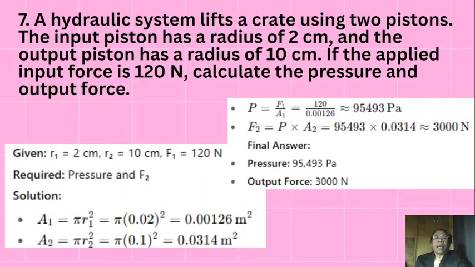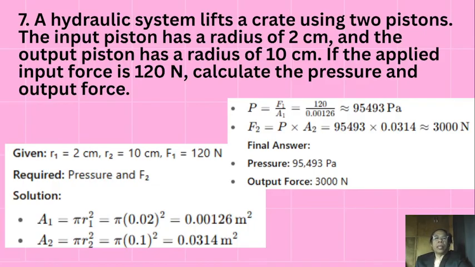Number 7, a hydraulic system lifts a crate using 2 pistons. The input piston has a radius of 2 centimeters and the output piston has a radius of 10 centimeters. If the applied input force is 120 Newton, calculate the pressure and the output force. We're given R1 2 centimeters, R2 10 centimeters, F1 120 Newton. We are required to determine the pressure together with the F2.